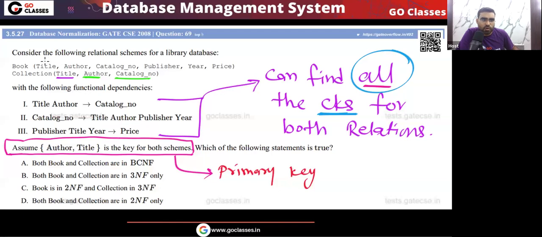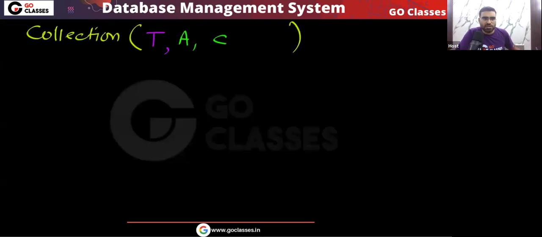Now in the book table, title means T, author means A, catalog means C, publisher means P, year means Y, and for price I will use something else. Remember P is for publisher, and I cannot use P for both of them, so for price I will use R, meaning rupees. Anyway, so this is your collection table.